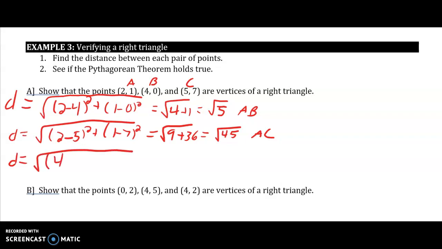So I got 4 minus 5, and I'll square that. And then I'll do 0 minus 7, and I'll square that. So a little bit of mental math. This is going to be negative 1. You square that, you get a 1. This is going to be negative 7. You square that, you get 49.